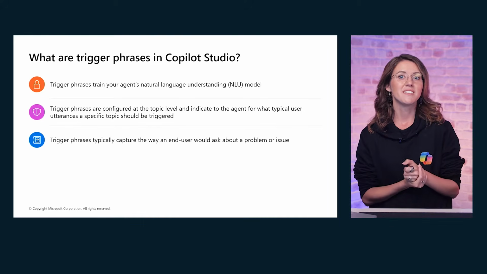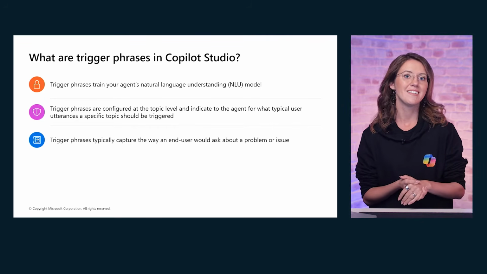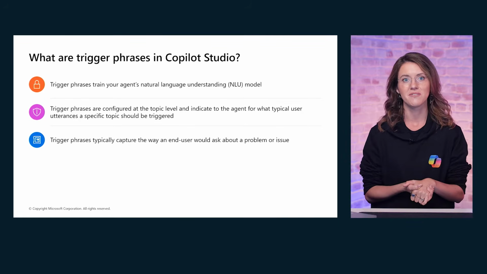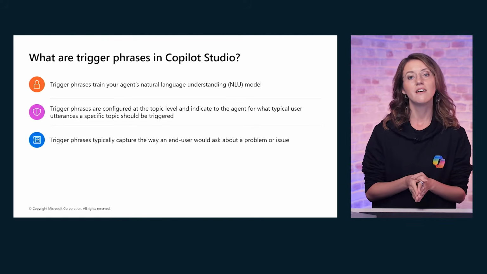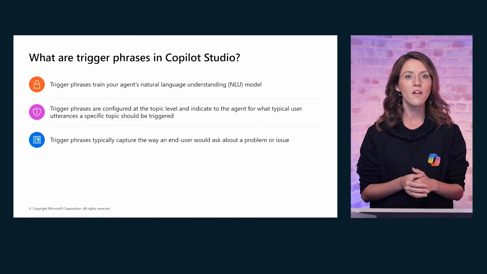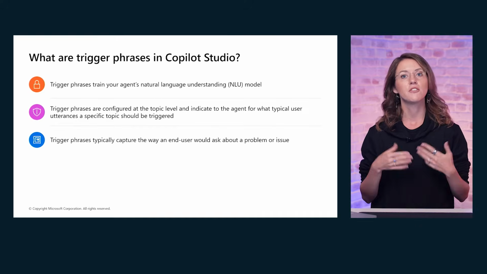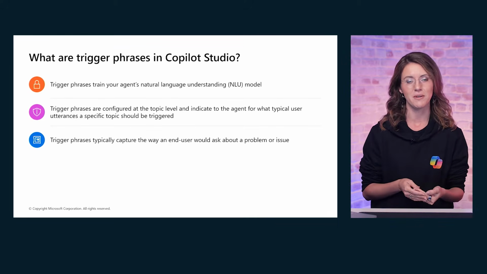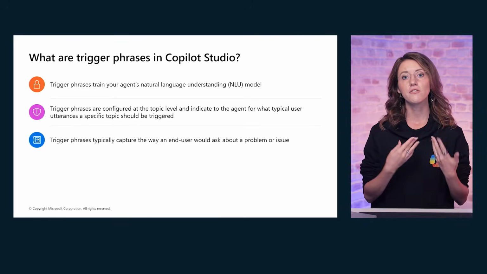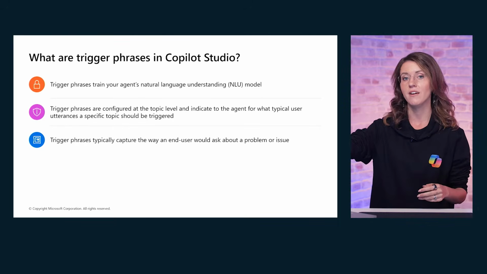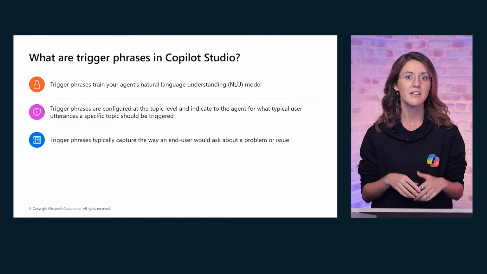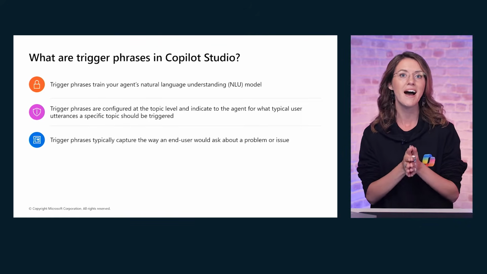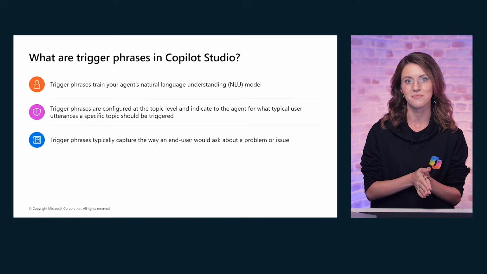Trigger phrases are essential to how your agent understands and responds to users. They help train the agent's natural language understanding by teaching it what kinds of user inputs should activate a specific topic. These phrases are configured at the topic level, meaning each topic has its own set of sample expressions that represents how a user might ask about the issue.